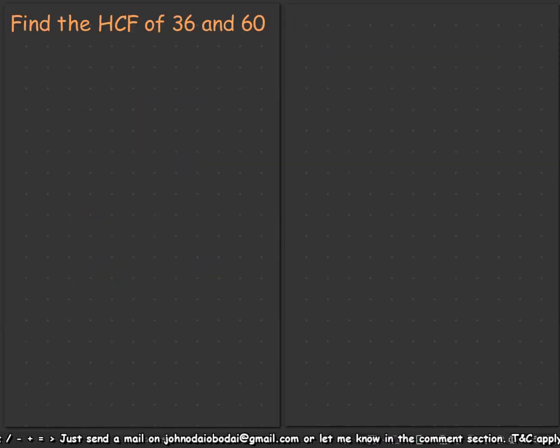In our first question here, it says we have to find the highest common factor of 36 and then 60. Now, this being the first one, I'll quickly walk you through the factor tree method. But in our subsequent ones, I would believe you have understood and gone through the previous lessons. Hence, you'd be able to quickly write the product of prime factors. So let's go into this one.